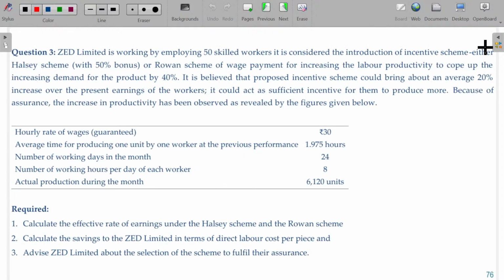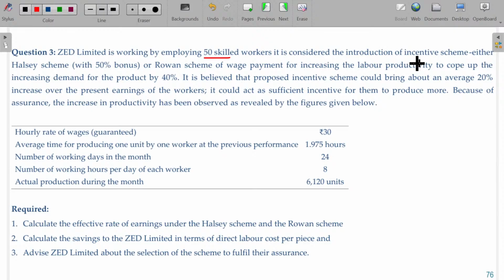Question number 3, also one of the interesting illustrations. Let me try to solve this illustration here. Z Limited is working by employing 50 skilled workers.